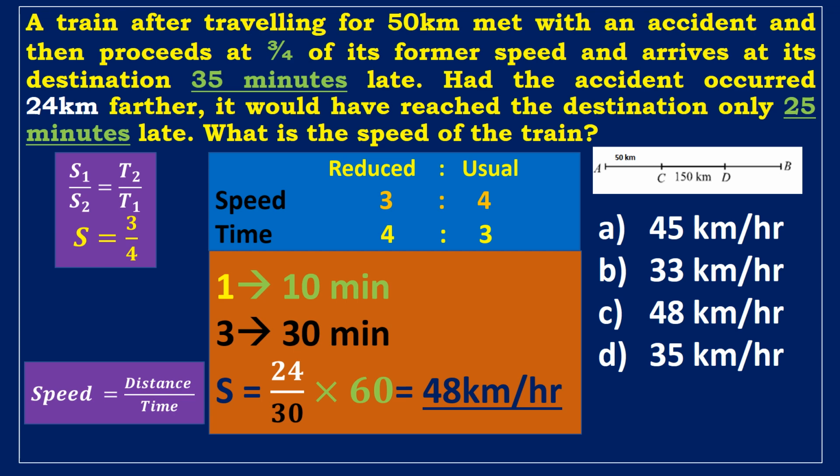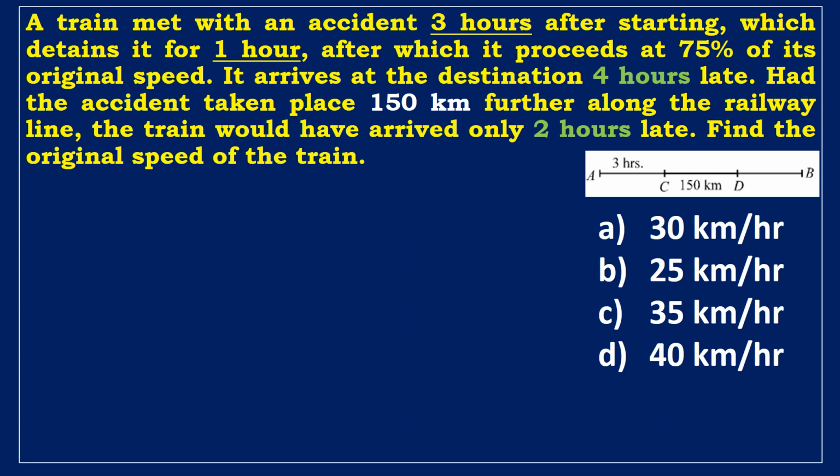Example 2. A train met with an accident 3 hours after starting, which detains it for 1 hour, after which it proceeds at 75% of its original speed. It arrives at the destination 4 hours late. Had the accident taken place 150 kilometers further along the railway line, the train would have arrived only 2 hours late. Find the original speed of the train.